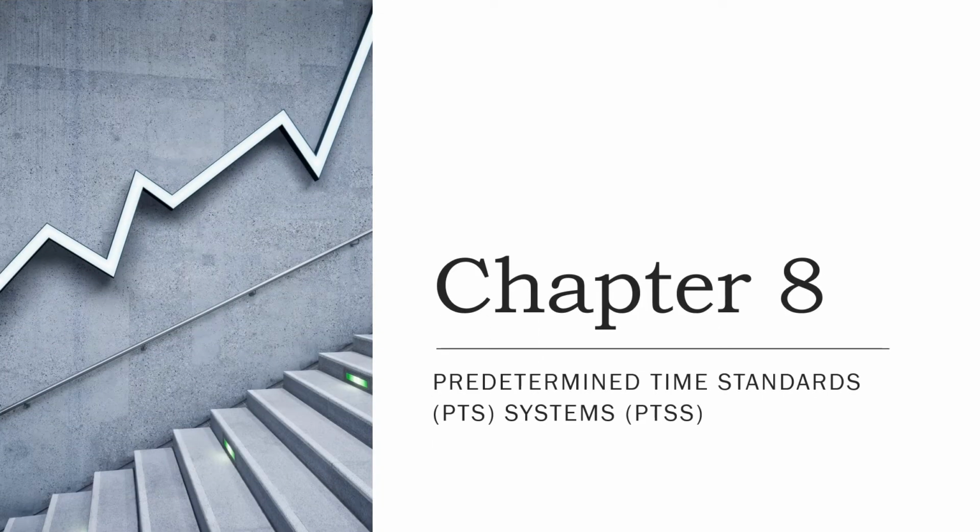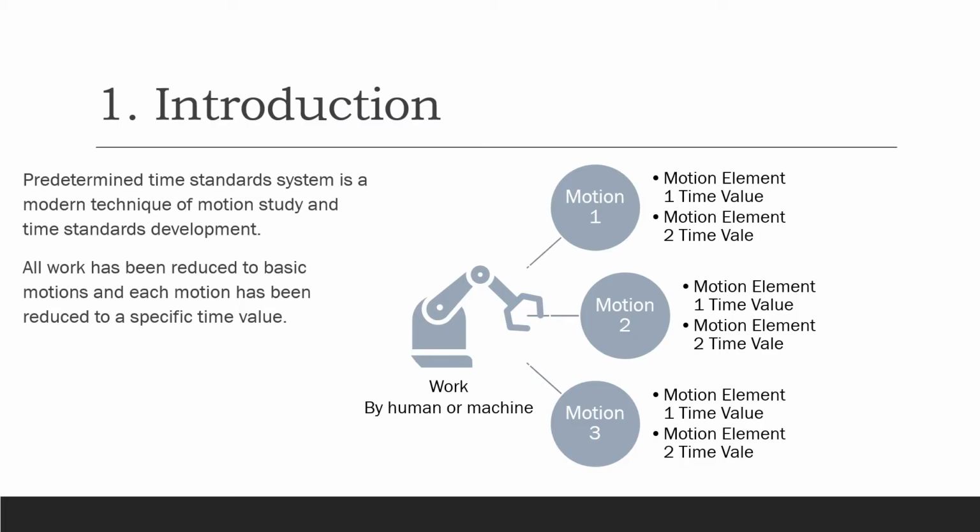Okay, so we're on chapter 8, and that's for PTSS, Predetermined Time Standard Systems. PTSS is just a technique of motion study and time standards development. What we're trying to do in this method is break the work by human or machine into basic motions, and each motion is reduced to a specific time value.